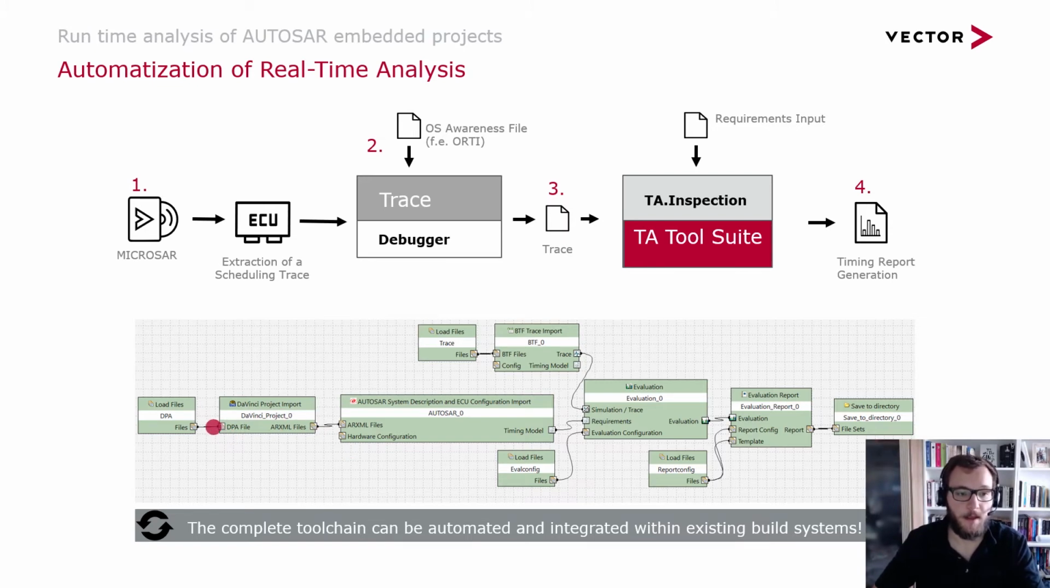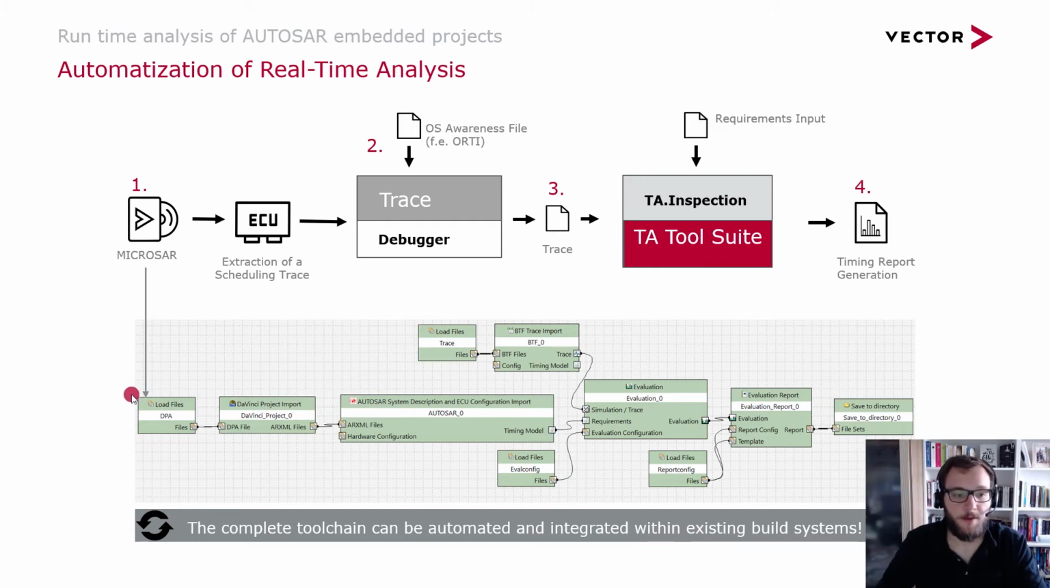And what this workflow here does, as an example, is it's first of all loading the DPA file, so the configuration that you have in your DaVinci configurator project. And as a next step, of course, we know where the necessary ARXML files are. So this is the ECUC and system description that's generated by the DaVinci configurator. And we then do, with the next job node, an import of this system description and ECUC in order to create a timing model in the Timing Architects tool suite.